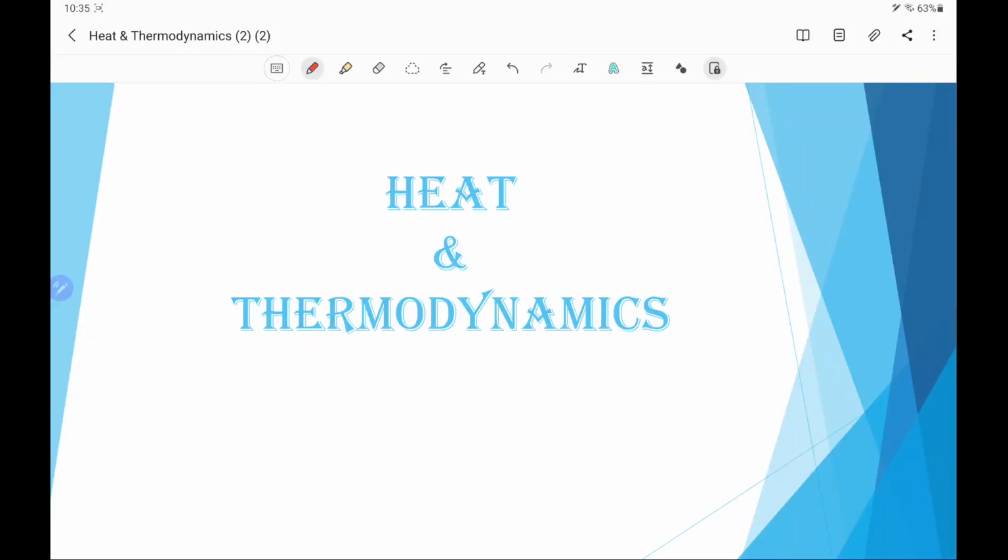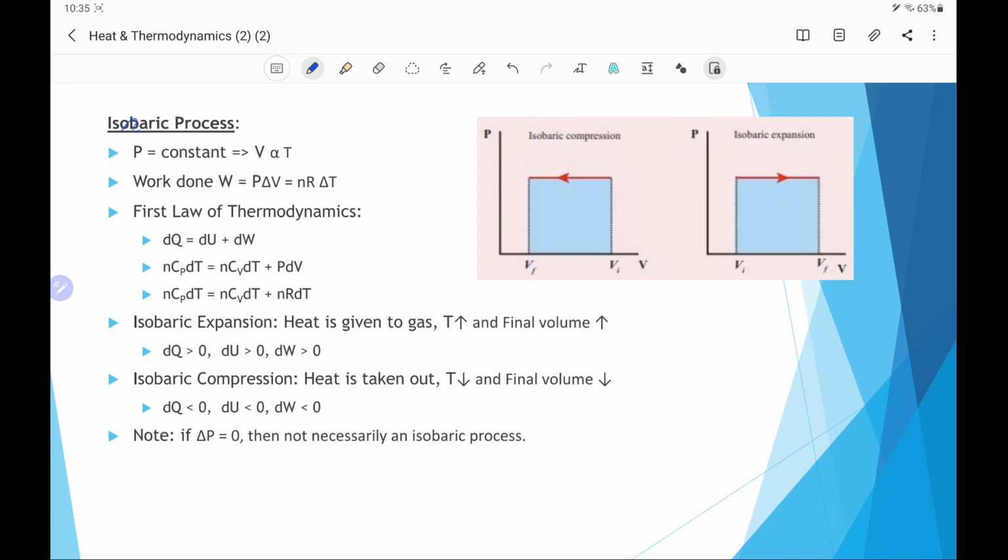In heat and thermodynamics, next we will take the isobaric process. Isobaric process is the process in which pressure remains constant. And as per the ideal gas equation, that is PV equal to nRT, if pressure is constant, n number of moles and universal gas constant R is also constant, therefore we can write V is proportional to T. Therefore, for isobaric process which has pressure constant, we can write V is proportional to the absolute temperature.